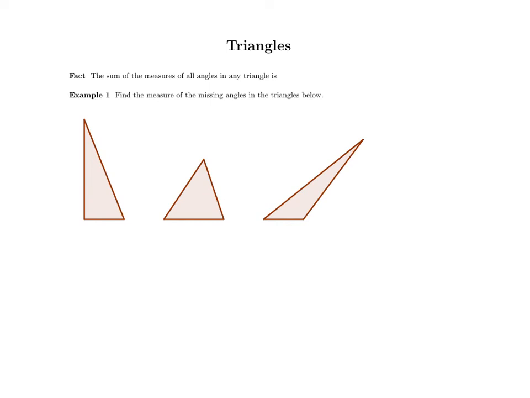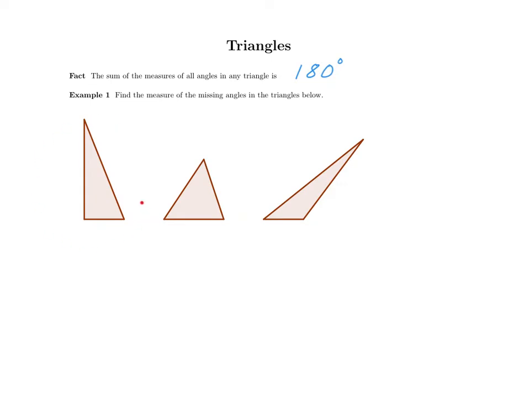In this lesson, we will discuss triangles and the properties they have. First, I'd like to state a fact that you may have heard before. The sum of the measures of all angles in any triangle, like these three down here, is always equal to the same thing, and that is 180 degrees, every single time. Let's try using this fact to find the measure of the missing angles in the triangles below.